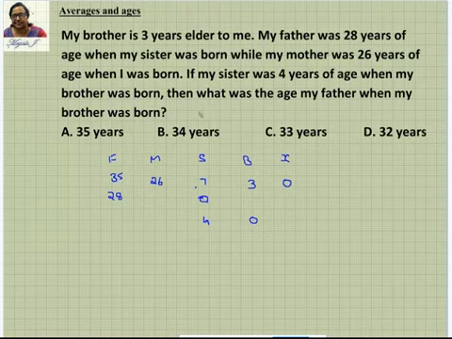So next, what is asked is, what is the age of my father when my brother was born? So we need to bring this one now here. When the brother was 3 years old, you know that the father's age is 35. So 3 years before, brother is 0. When 3 years before, father will be 35 minus 3, which is nothing but 32. So that is the age when the brother was born. So the answer is 32.